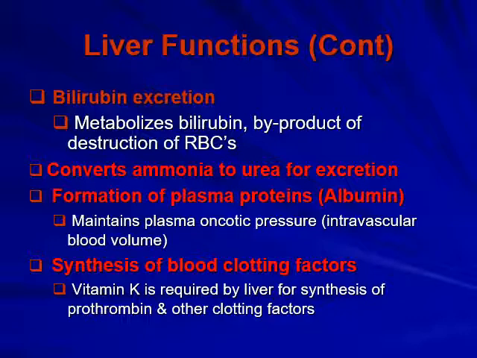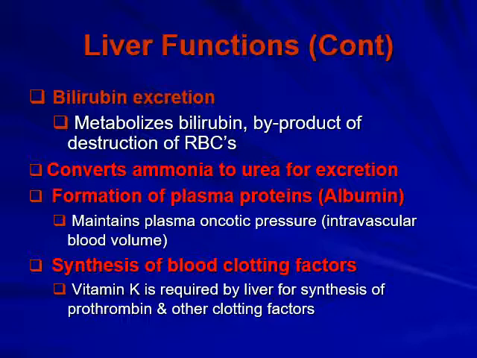The liver is also responsible for converting ammonia to urea for excretion, and remember, urea was the largest component excreted in the urine. So we do get rid of a lot of ammonia and this byproduct in this way.